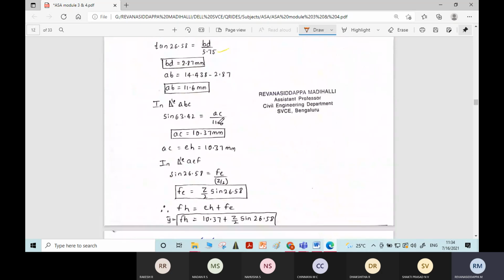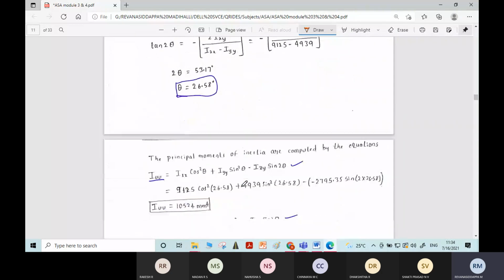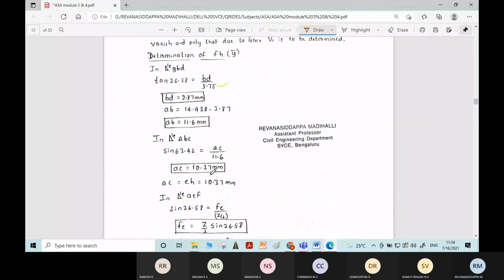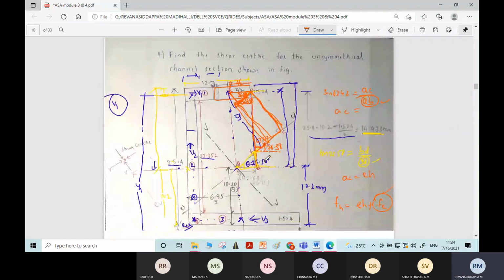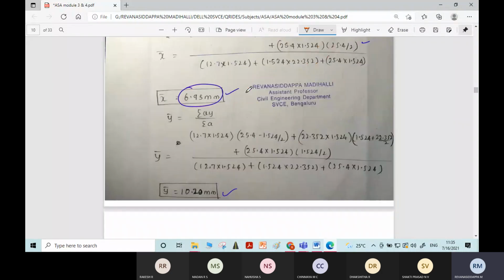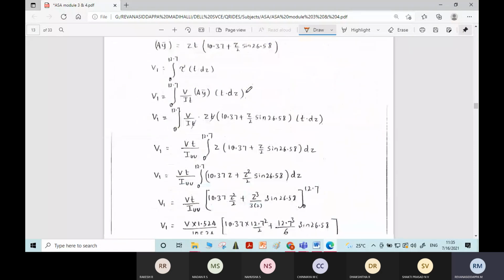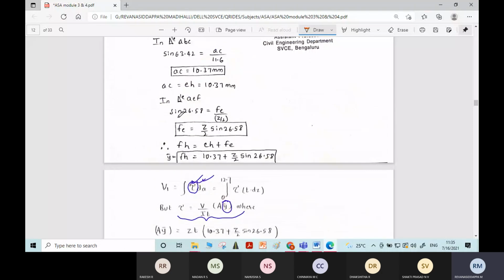Sine 26.58 degree, which is nothing but opposite by hypotenuse. Sorry, opposite is FE, so FE divided by Z by 2. So FE becomes equal to Z by 2 into sine 26.58.